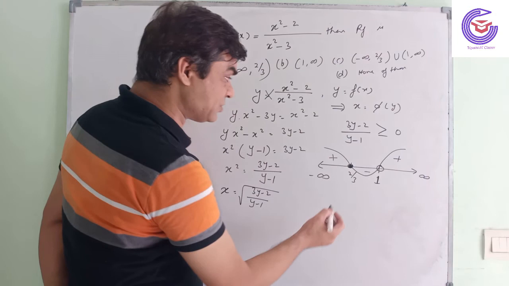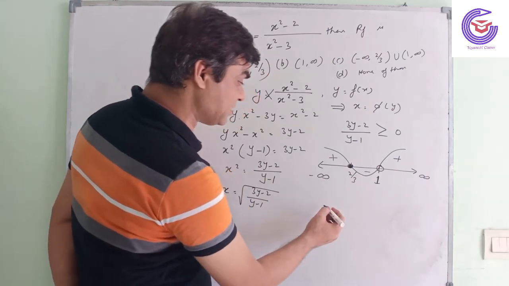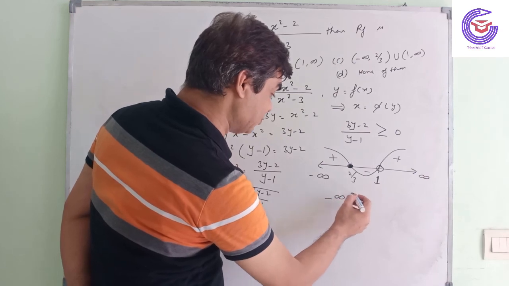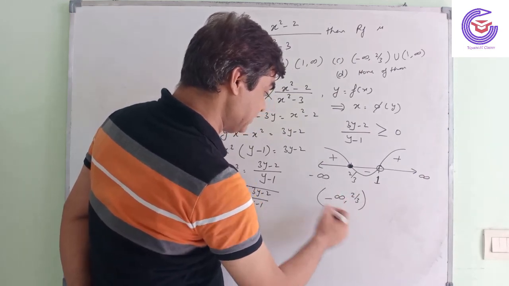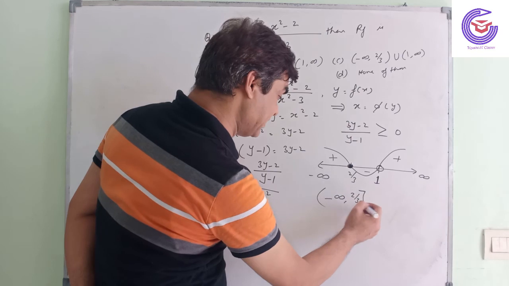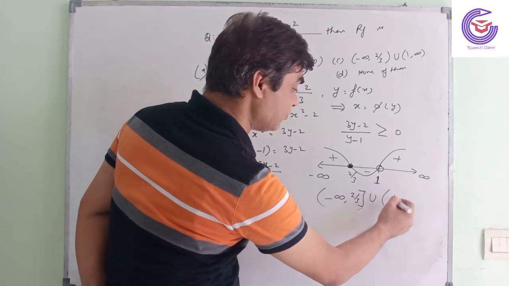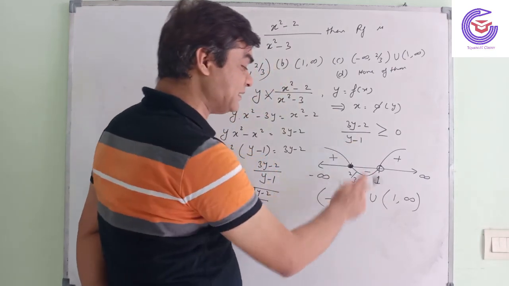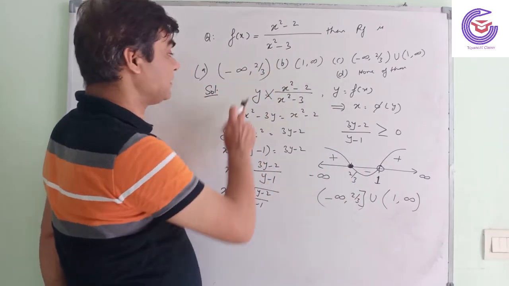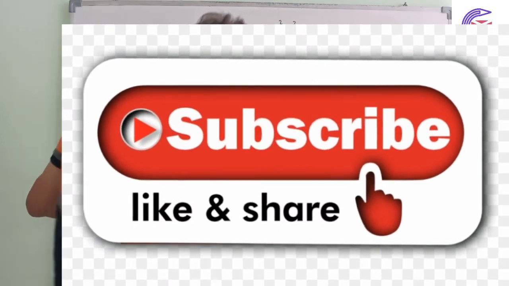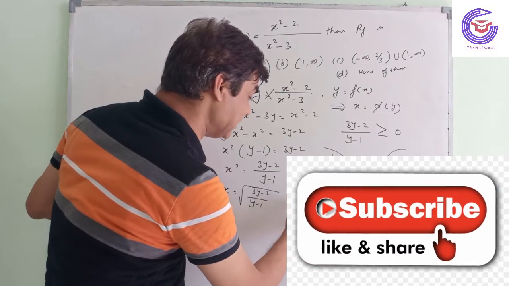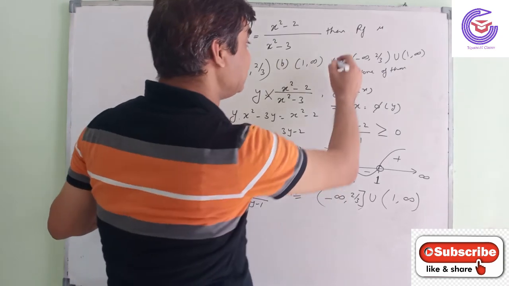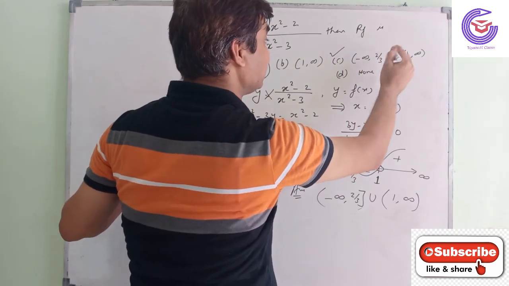If I ask you what is the solution of this, in this case the solution is minus infinity to 2 by 3 closed, union 1 to infinity open. This is the domain of this function, and this will become the range of the given question. So hence this will become the answer. This is the range of the question. So your option number C is the correct answer.